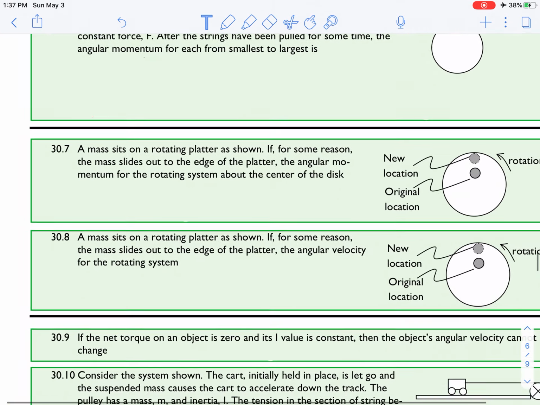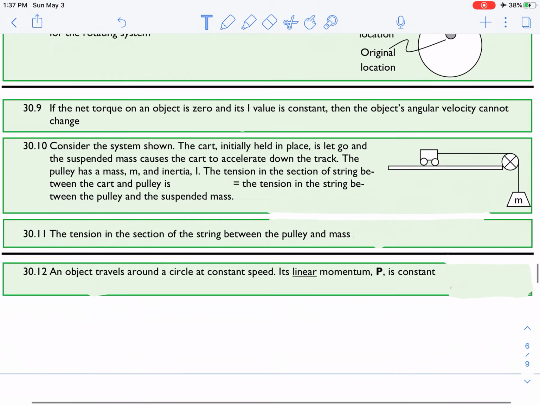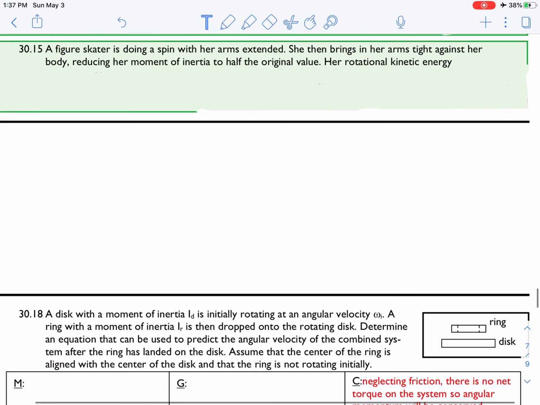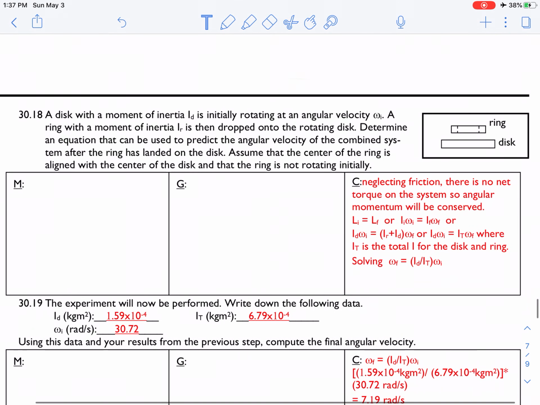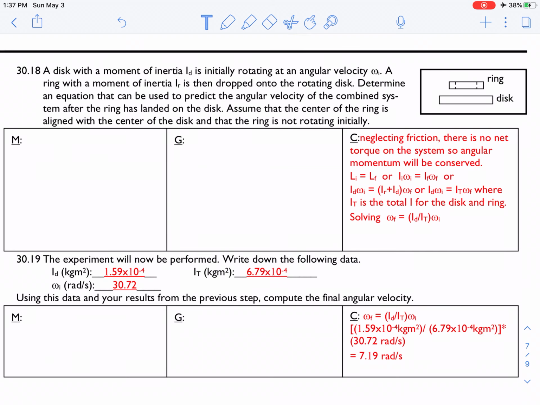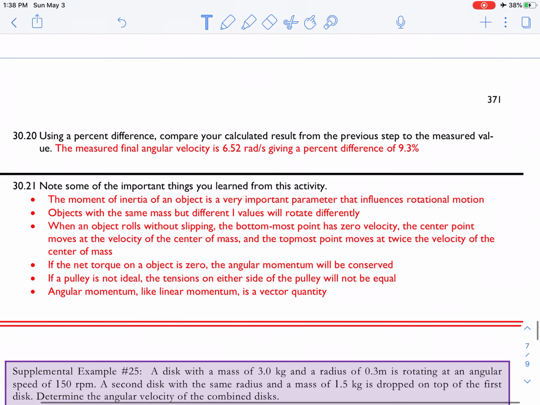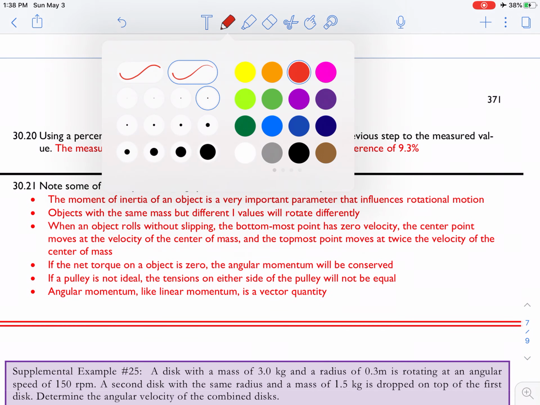So there are a couple of questions that I want you to answer just to make sure that the angular momentum concept is clear, conceptually more than anything. I'm going to skip this part. Some calculations here, but I will share the PDF with you so you can double check.